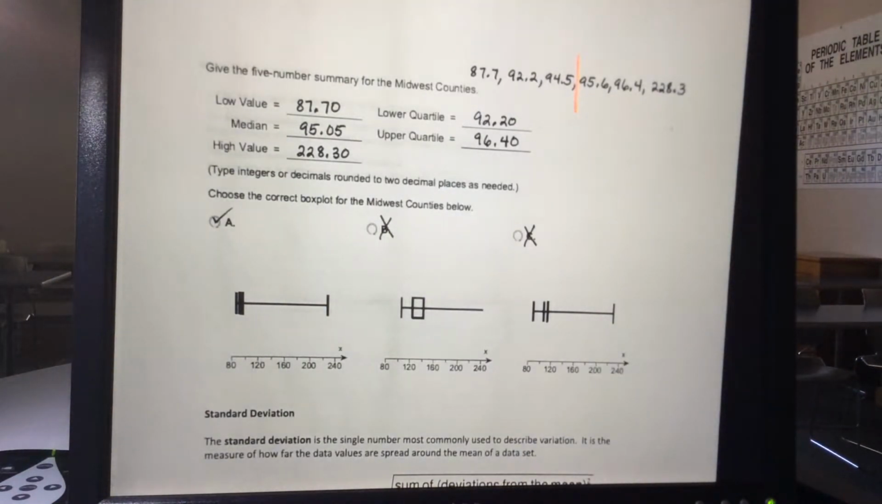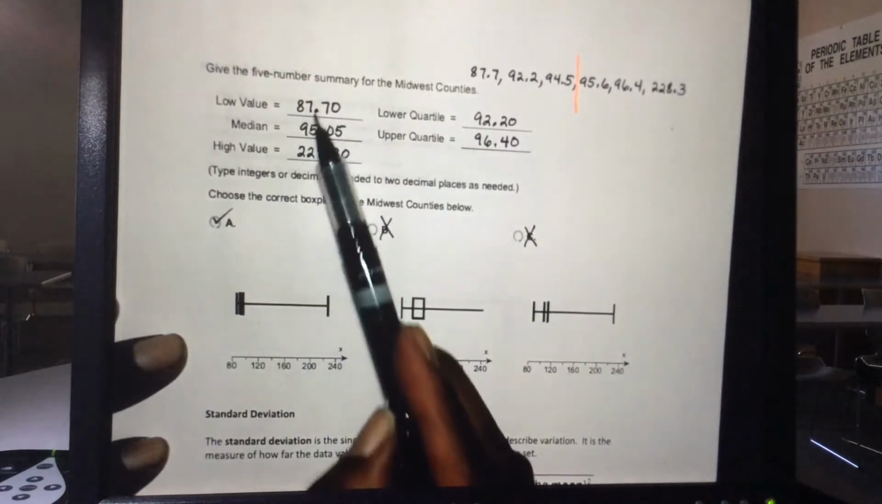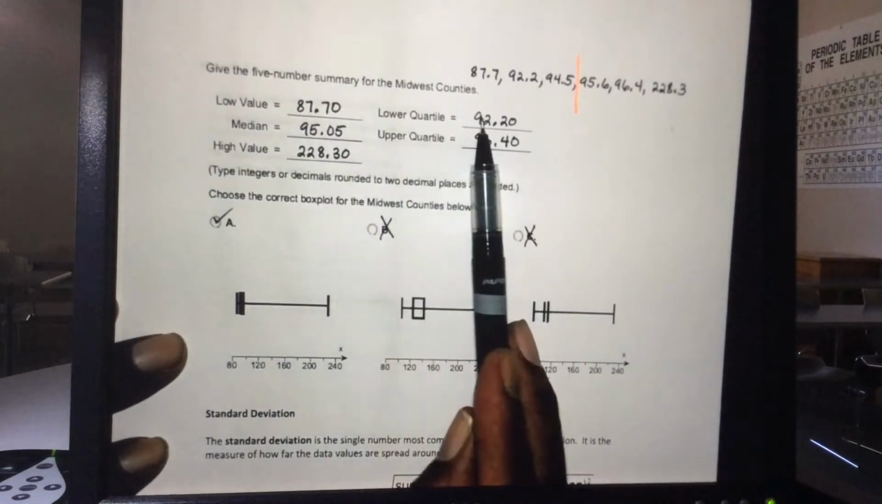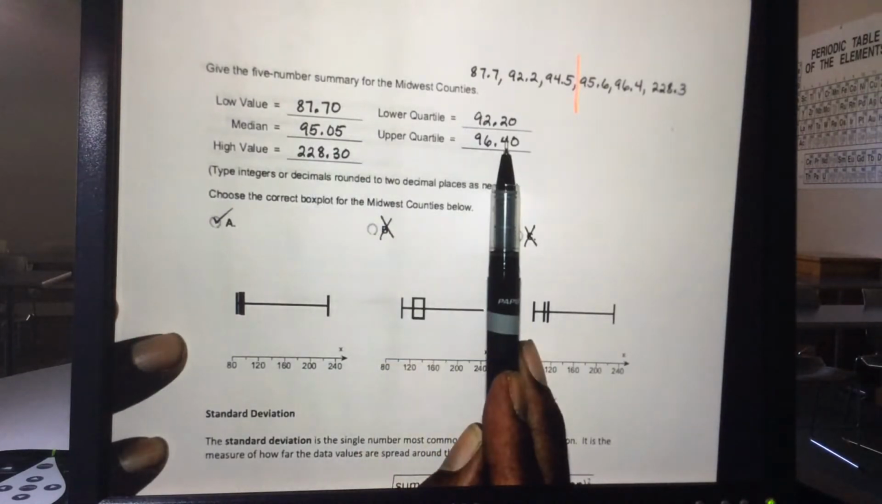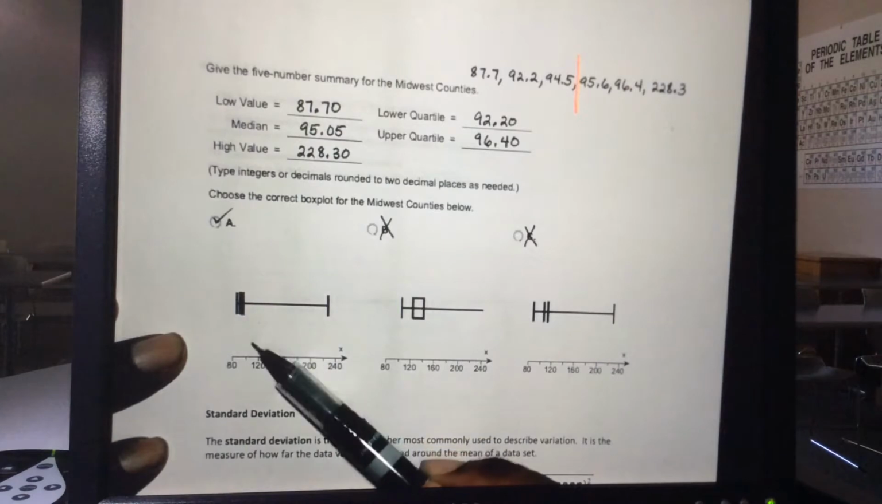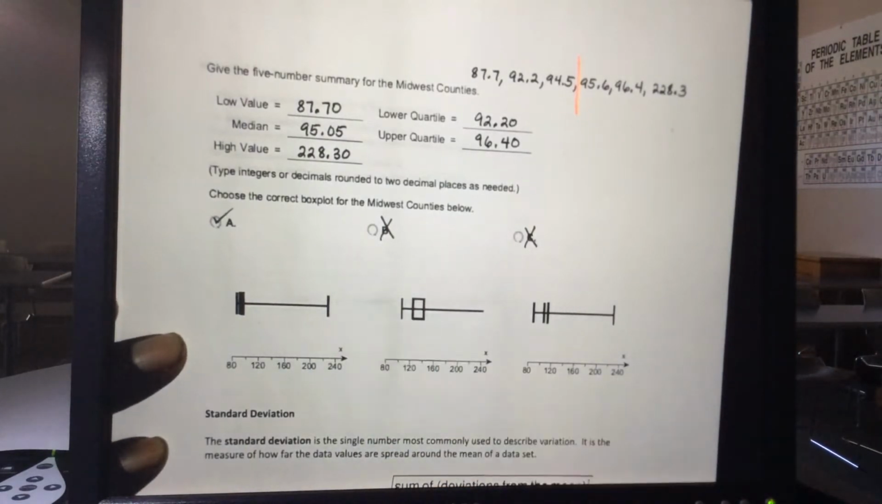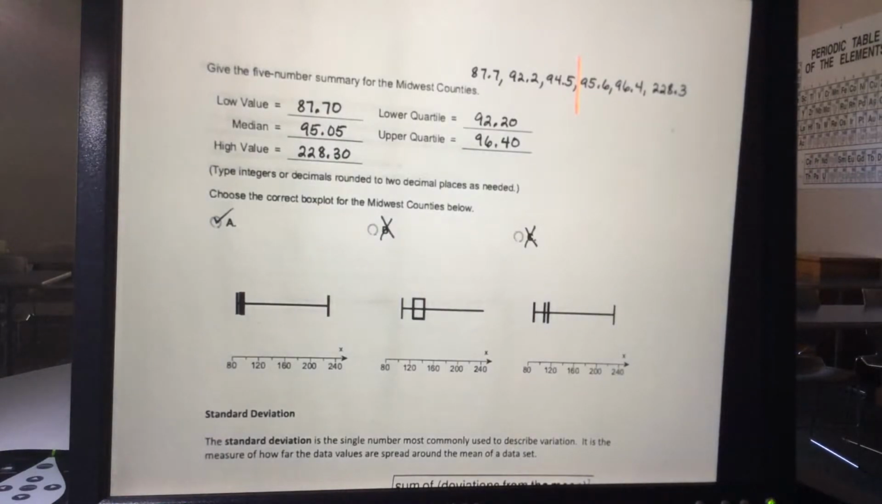Because if you look at these data values here, these lower values right here are less than 100. The low value, the lower quartile, median, and upper quartile are less than 100. And that 228.30 is way out there. Okay? So that's how we do a 5-number summary and create a box plot.